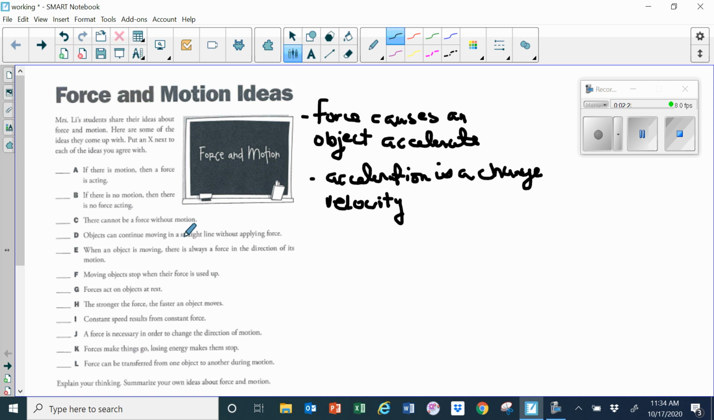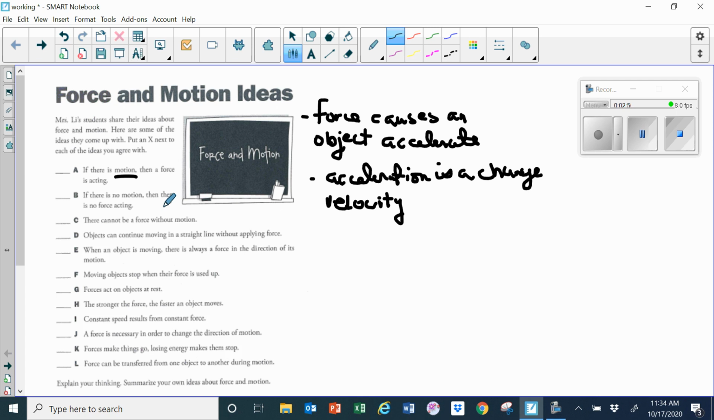Well, if you think about that in the context of what I just told you, that forces cause an object to accelerate, and acceleration is a change in velocity, well, there could be motion. There could be something moving at a certain velocity, but that doesn't mean a force is necessarily acting, because the object could be in motion, but it's not accelerating.